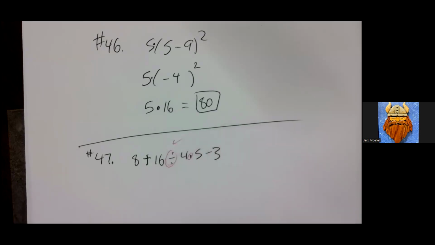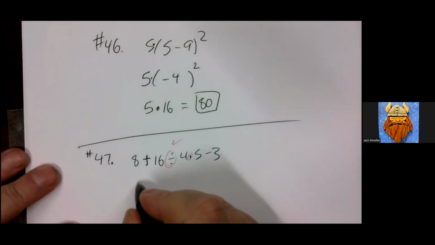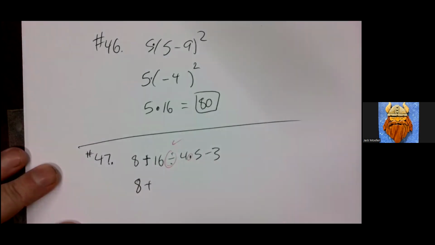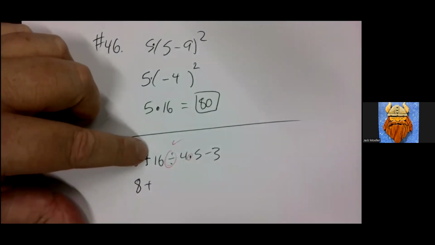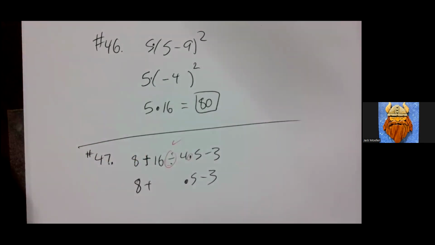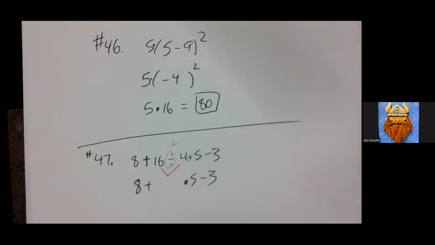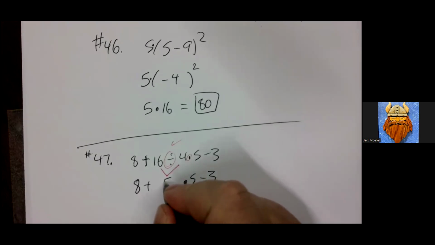Okay. And so what are we dividing? Well, the only thing we are dividing is 16 divided by 4. So the first thing I would do is write down everything else that does not change. We got 8 plus, and then times 5 minus 3. So for me, that really narrows the focus on exactly what it is that we're dealing with. Okay, so 16 divided by 4 is 4.